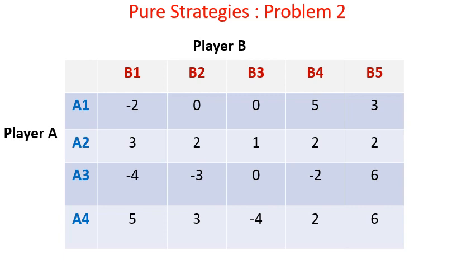Let us now take another problem and see. This is another problem similar to the previous problem. Player A and player B: you have 4 strategies for player A and 5 strategies for player B. The payoff values are given here.